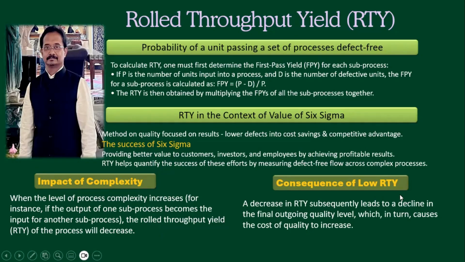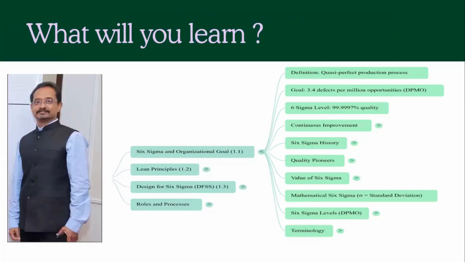Consequence of low RTY: a decrease in RTY subsequently leads to a decline in the final outcome of the quality level. See, for example, if I am doing multiple touches, it's going to reduce your quality. Okay, this we are going to cover now.